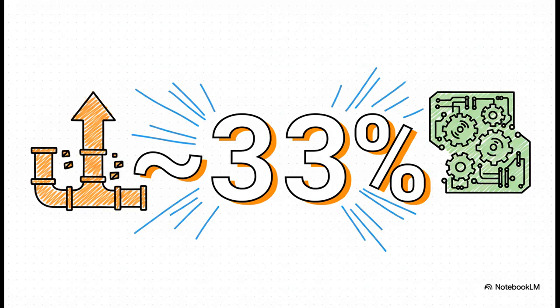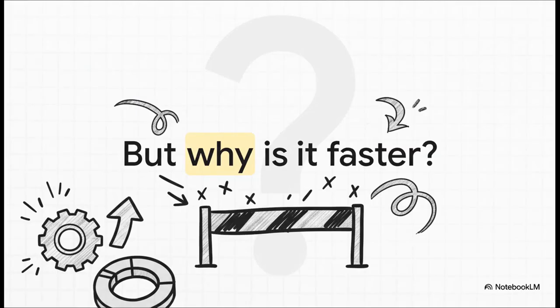And this proves it, right? This isn't just about making your code look pretty. This architectural model has a real, measurable impact on how your app feels and performs. Okay, a 33% jump is awesome, but the real question, the interesting part, is why?